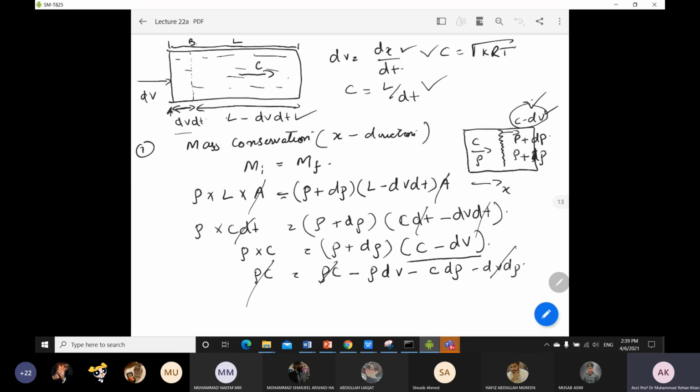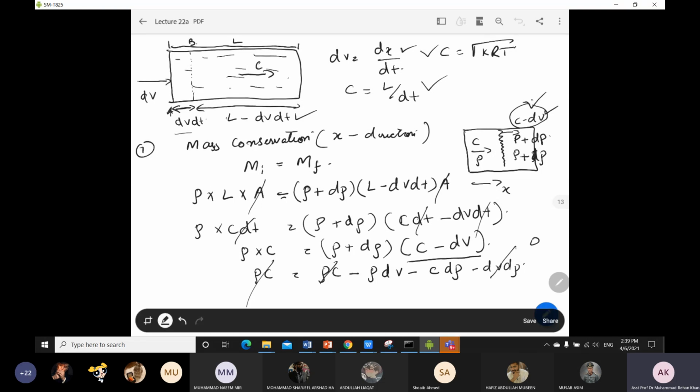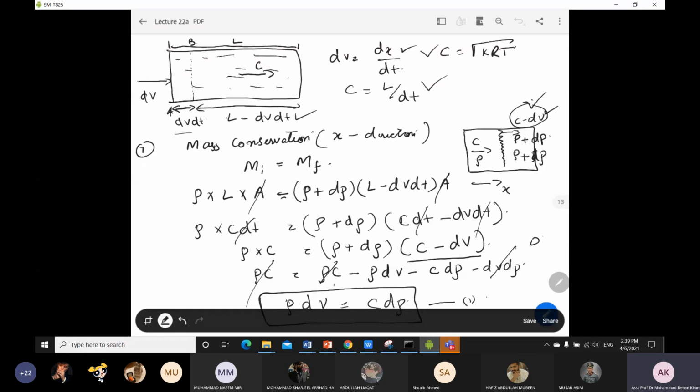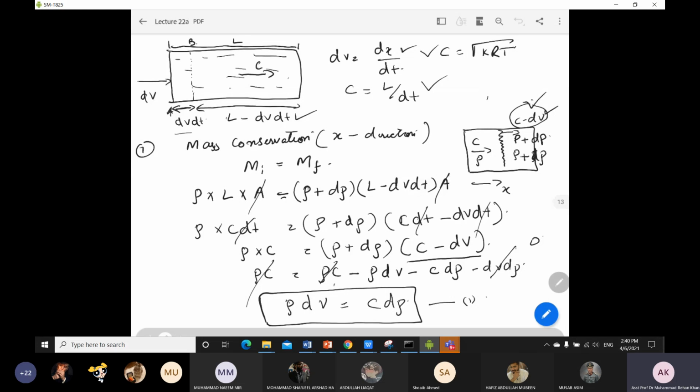The dV d rho term is 0 because we already said that the change in velocity is very small and the change in density is also very small, and if two small things multiply together, the result is even smaller. That's why we assume the value of dV into d rho is 0. Then we can develop one equation, which is rho dV is equal to C d rho. Note down this relation, which we will use further in the coming slides. This is equation number 1. Note this point, then we will move to the next part. If you have any questions, you can also ask.